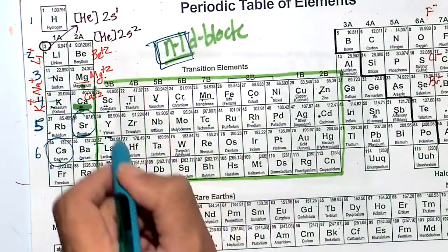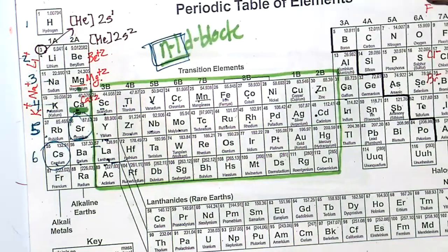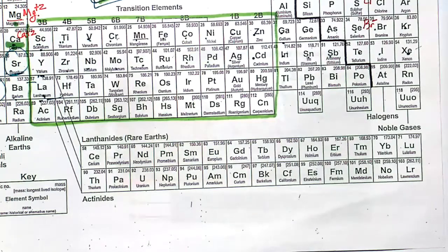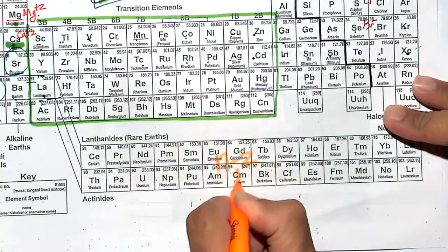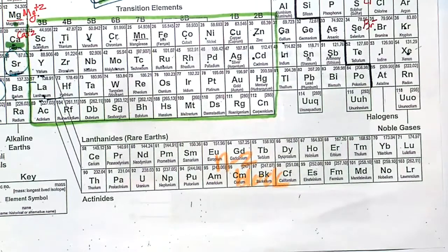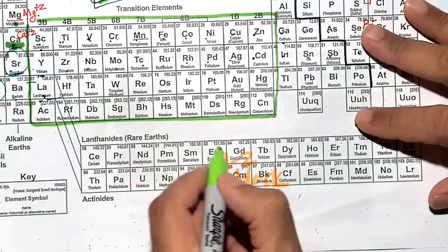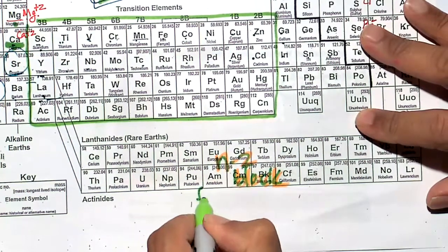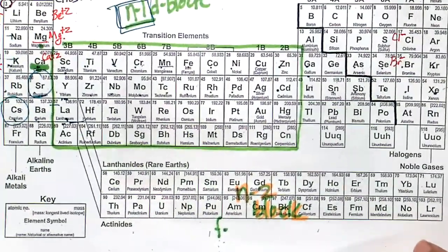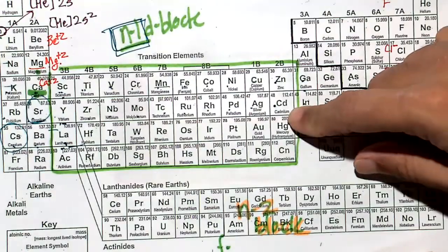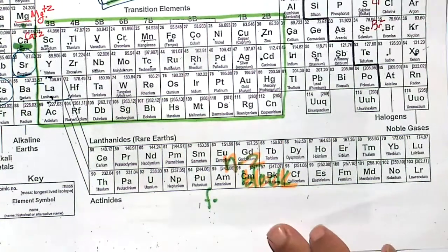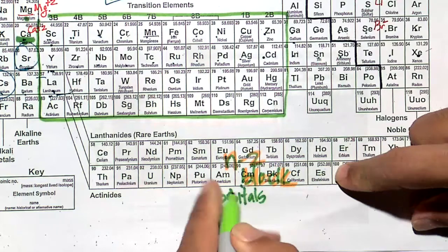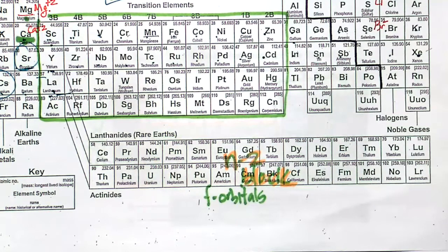5d1. Okay, so this is the n minus 1 block. I don't know if Dr. Singh will teach this to you, but this is the n minus 2 block. These contain f electrons, while these contain d electrons. If you go down here, these electrons will march into the f orbitals. I don't know if Dr. Singh will teach this to you, but I'll just throw that out there, f orbitals.